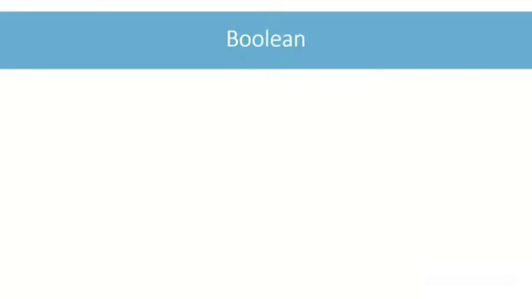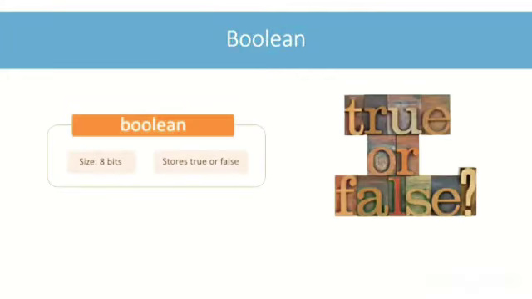Next, we will look at the Boolean group. This group too has only one primitive data type, boolean, which is used to store the Boolean values true or false. The size of boolean is 8 bits, but only 1 bit is used to actually store the value. Since Boolean values can only be one of two types, true or false, 1 bit is enough to store them.